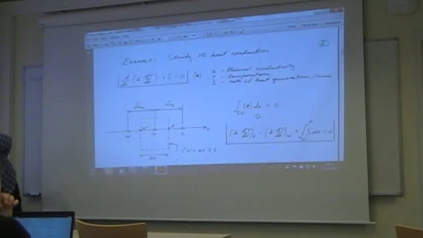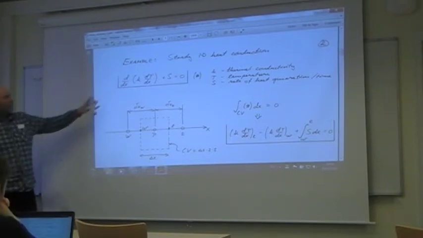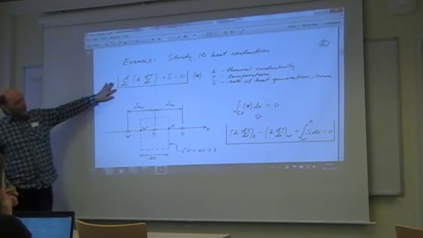So as a simple example, here it's the Poisson equation, double derivative equal to something.